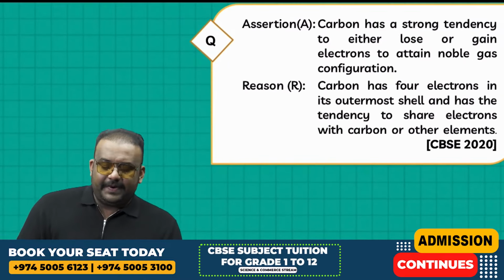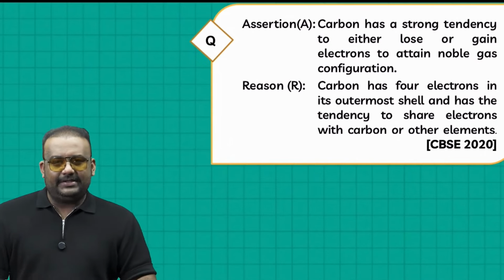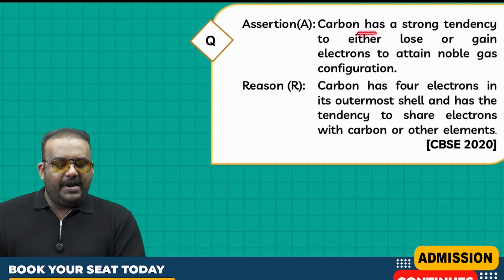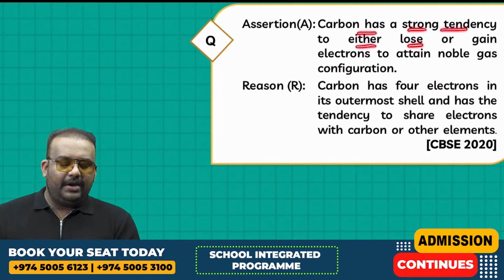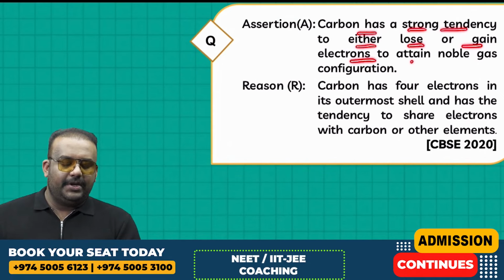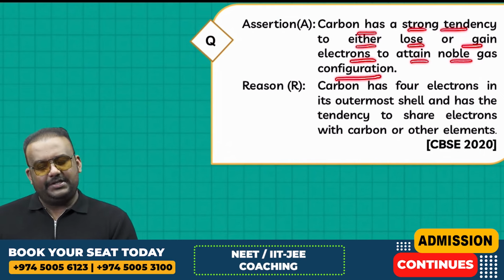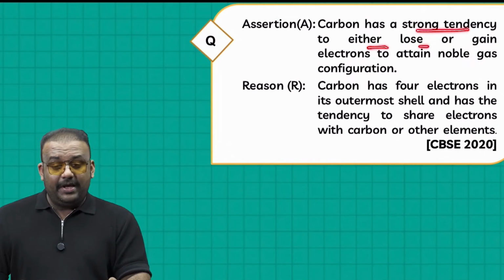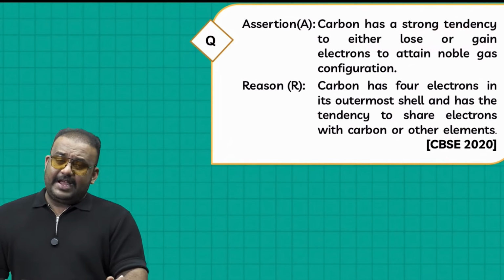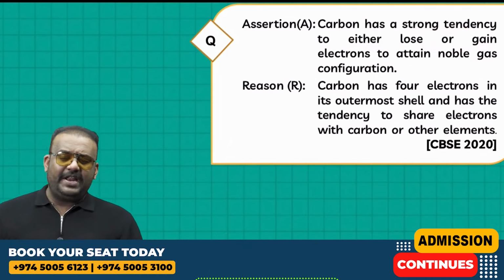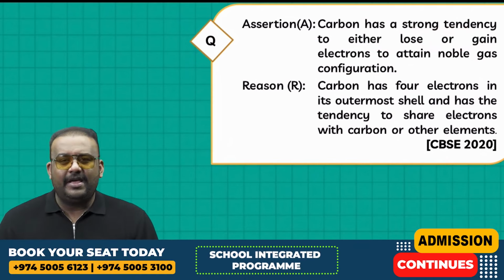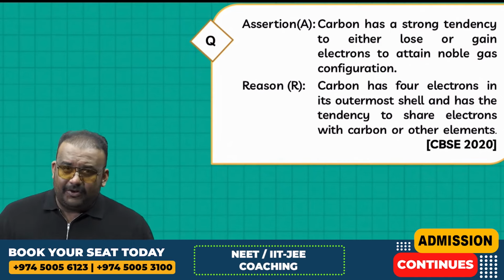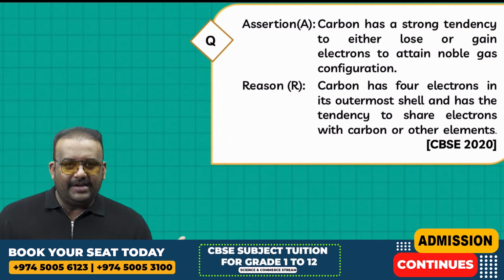Another assertion reason question asked in the 2020 exam. The statement, carbon has a strong tendency to either lose or gain electrons to attain noble gas configuration. Carbon has a strong tendency to either lose or gain. That is not correct because the very basic fundamental thing that we learned in the beginning of the chapter is carbon forms covalent compounds, correct?